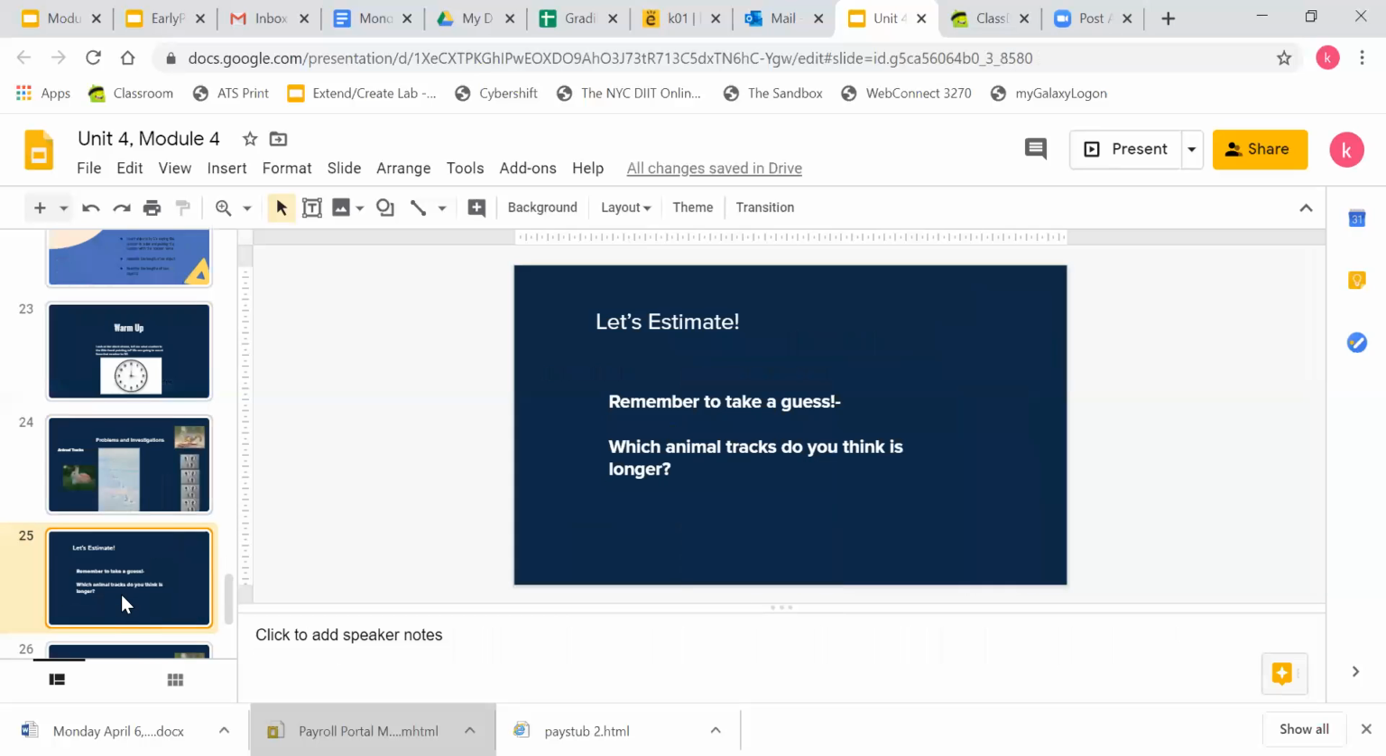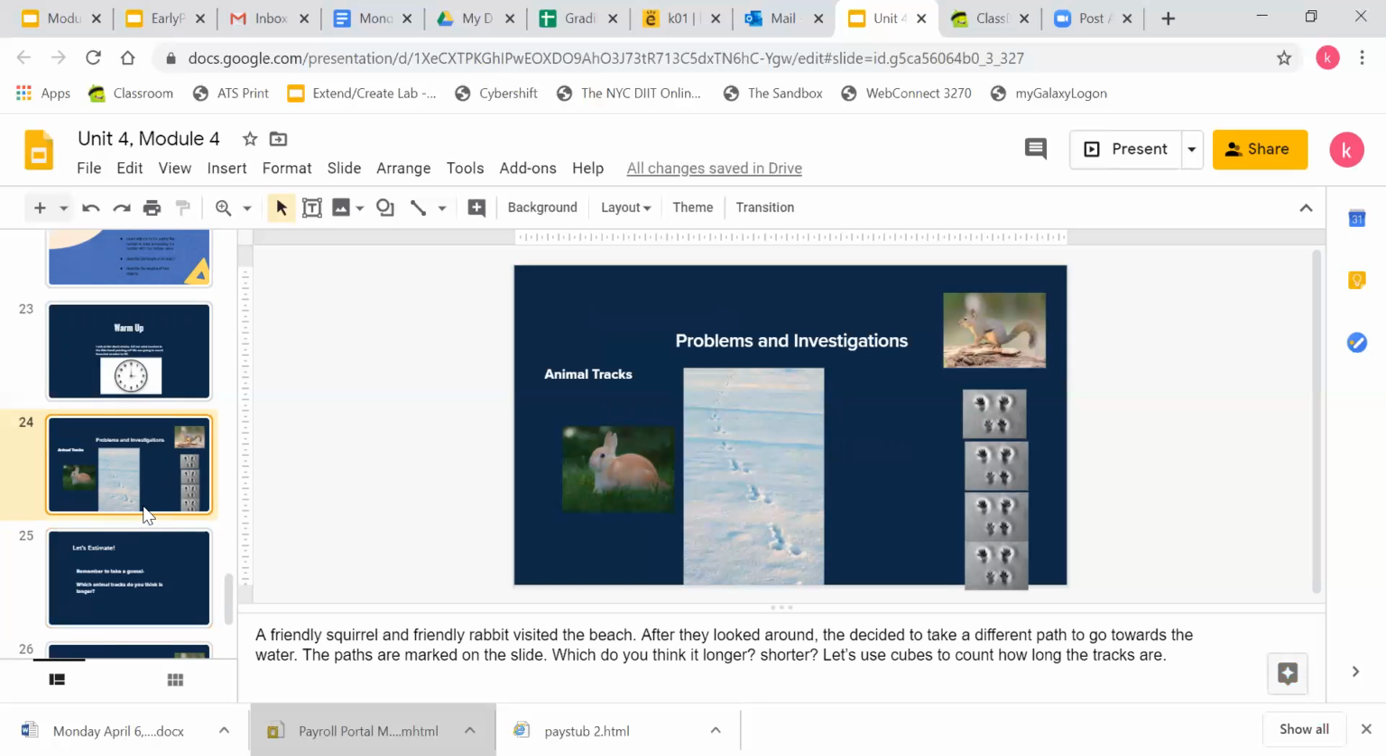Okay, moving on. Let's take an estimate. Remember what an estimate was? An estimate was we are to take a guess. And it's not just a silly guess. We're taking an educated guess. We're taking a guess that makes sense. Okay? So let's go back to this slide. Which animal do you think made bigger tracks or longer tracks?